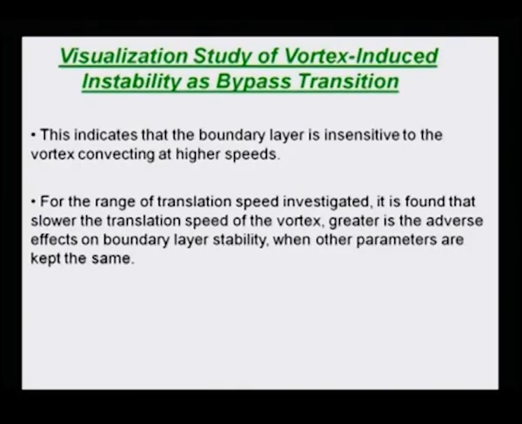This is what we are talking about. The last point, please note the range of translational speed that we investigated. We found that the slower the translation speed of the vortex, the greater is the adverse effect on the boundary layer stability when other parameters are kept the same. So, this is a generic observation that we can draw by looking at these two cases.